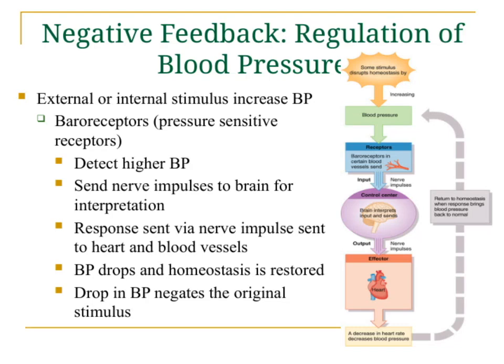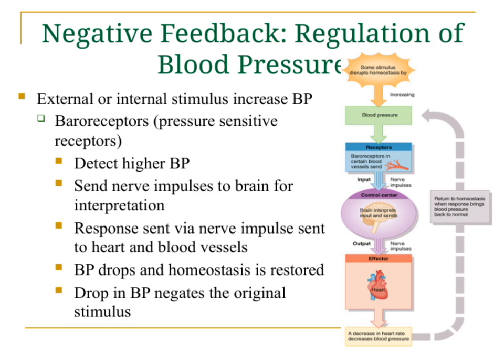When there's an external or internal stimulus that causes an increase in blood pressure, our body needs to respond quickly to keep things balanced. That's where baroreceptors come into play. They are pressure-sensitive receptors located mainly in the arteries. When they detect that the blood pressure has risen too high, they send nerve impulses to the brain for interpretation. The brain processes this information and then sends responses back through nerve impulses to the heart and blood vessels. This response typically results in the heart slowing down and blood vessels dilating, which helps lower the blood pressure. As a result, blood pressure drops and homeostasis is restored.